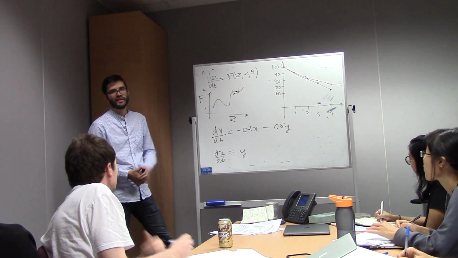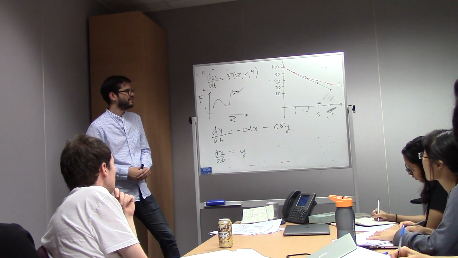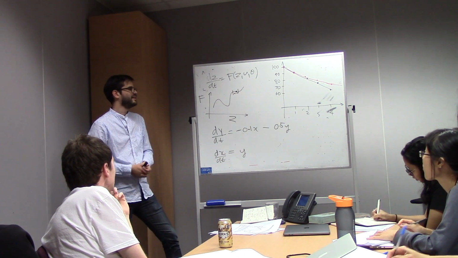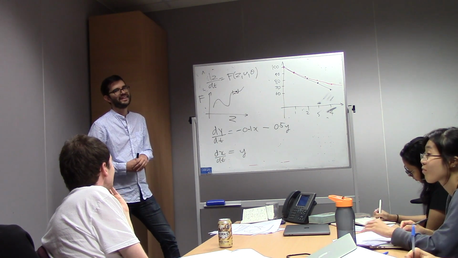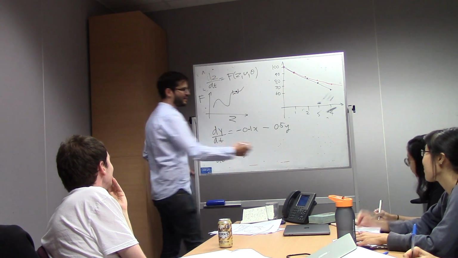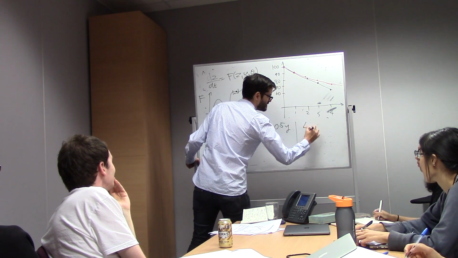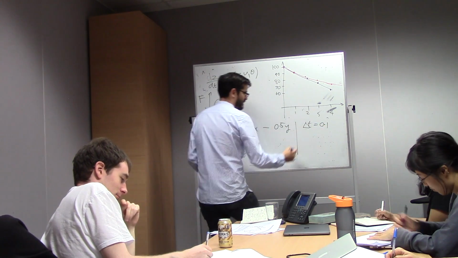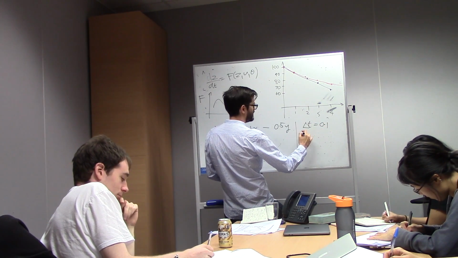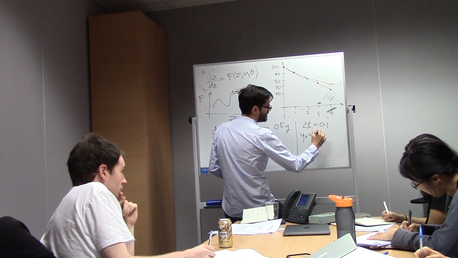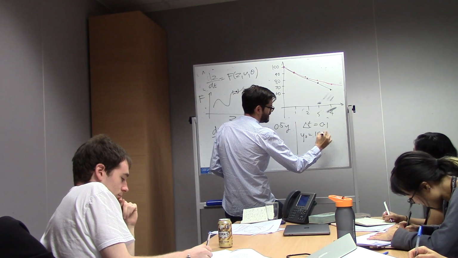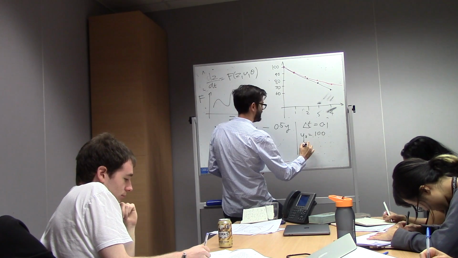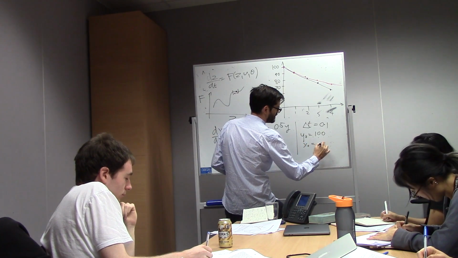So use the same tools I gave you today. Write up some MATLAB code and show me next week how it looks. Just a couple of things. Make delta t very small, equal to something like 0.1. Make y naught equal to 100. Make x naught equal to 0.